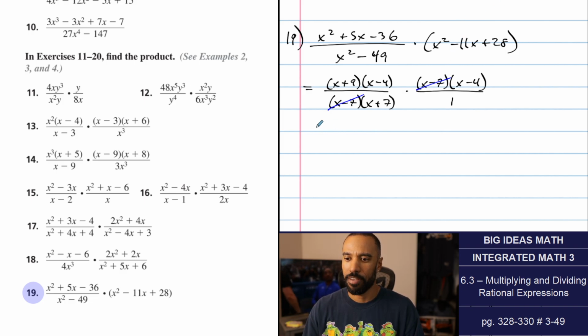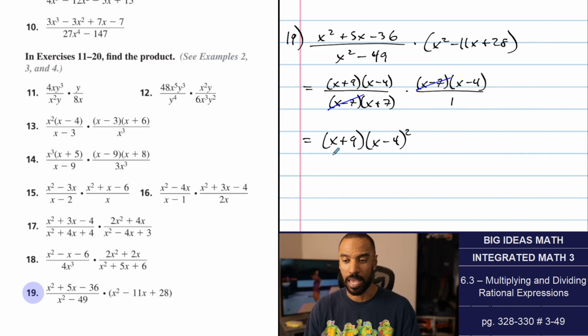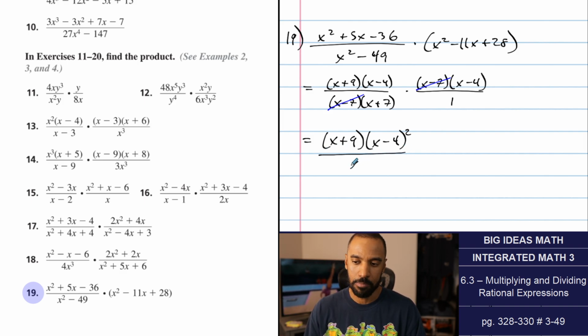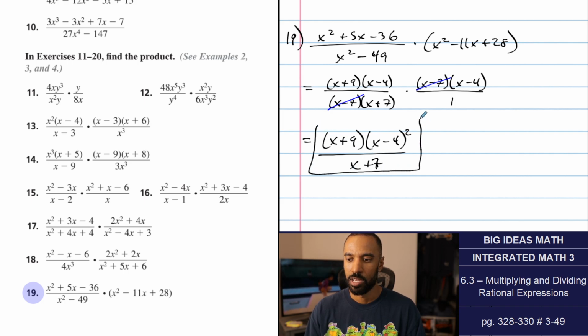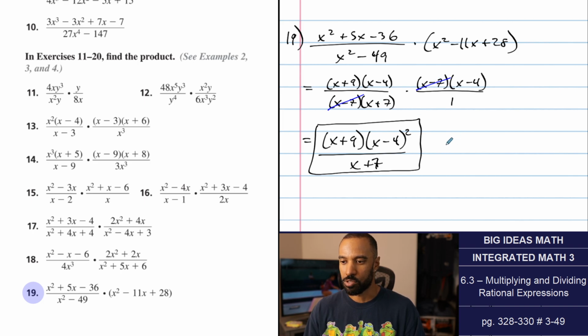So I have an x plus 9 on top. And I have 2 x minus 4s. Now, I'd much rather write that condensed into x minus 4 squared like that. And this is all over x plus 7 times 1. But I don't need to write the times 1. It shows x plus 7 right there. That's the simplified version, at least after canceling those out. But x can't equal 7 because of the x minus 7s that canceled.